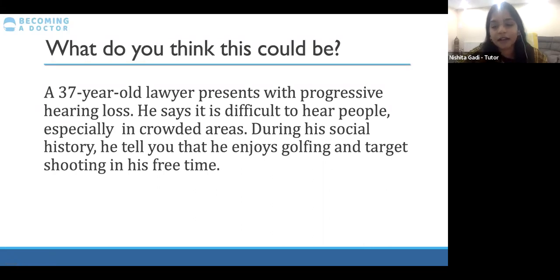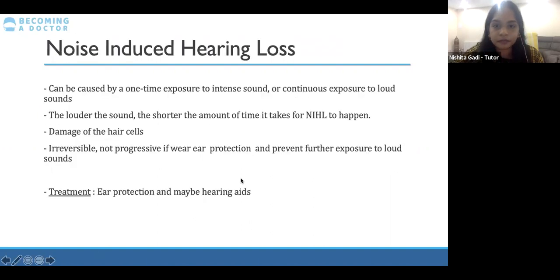Perfect. Well done, guys. So it is noise-induced hearing loss, noise-induced sensorineural hearing loss. This is caused when there is trauma to the ear because of intense sound. It can either be a one-time exposure to really, really loud sounds, or continuous exposure to not so loud sounds that still causes damage over time. The louder the sound, the shorter the amount of time it takes for noise-induced hearing loss to happen.